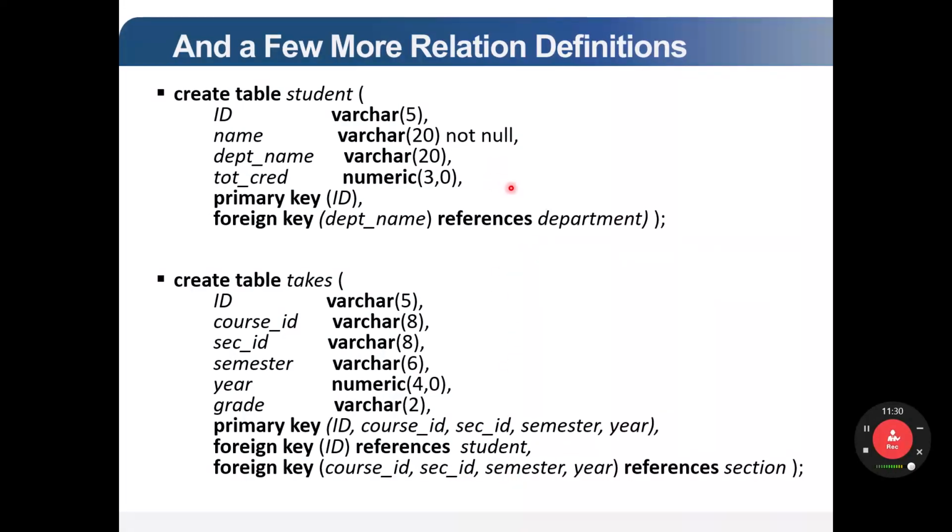Let's look at some more examples. Next, we define the student table: student ID, name, department name, total credit. Again we have the department name attribute, which is the primary key of the department table. So we put this foreign key constraint. Student ID is the primary key of this table.